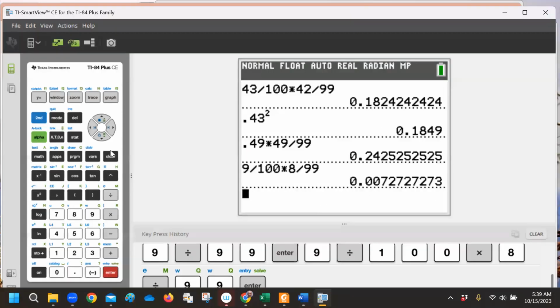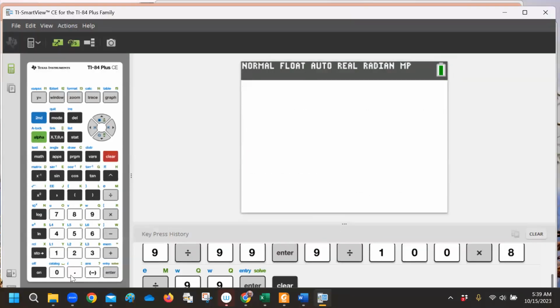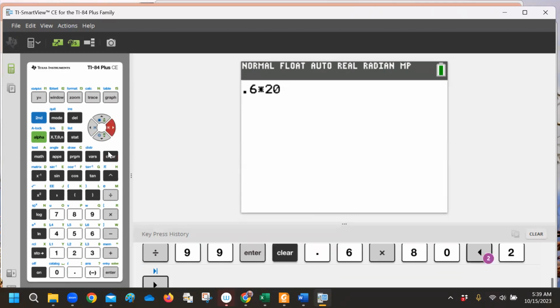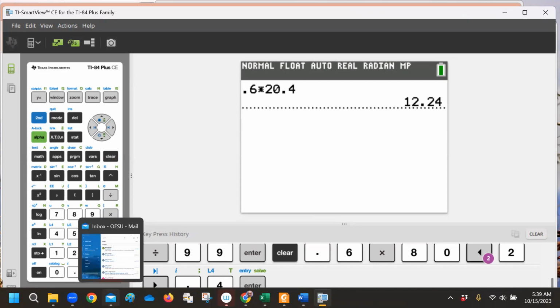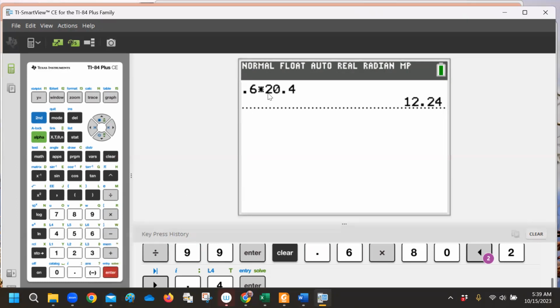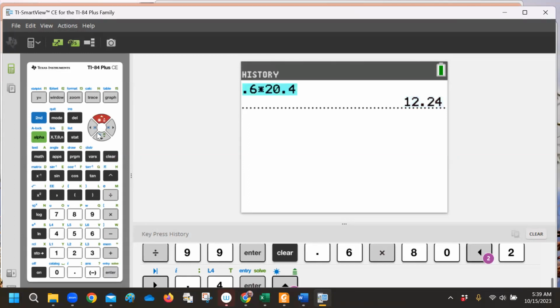Okay, so let me clear this out. So what do we got? We've got 0.6 times 20, not 80. Oh, it was 4.8, wasn't it? I better do the math to make sure. Then times 0.4. So yeah, it's a good thing I checked that because that's not 4.8. I did 20.4 instead of 0.6 times 20. You've got to bear with me here.